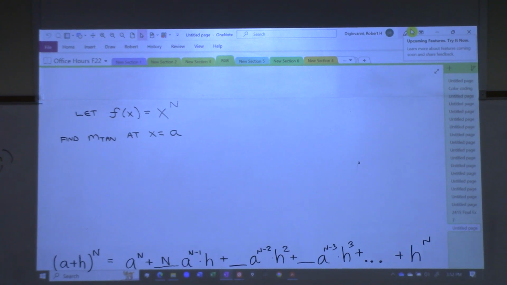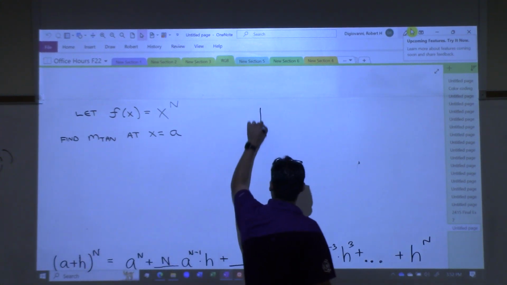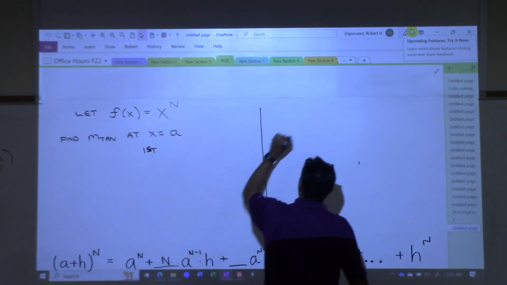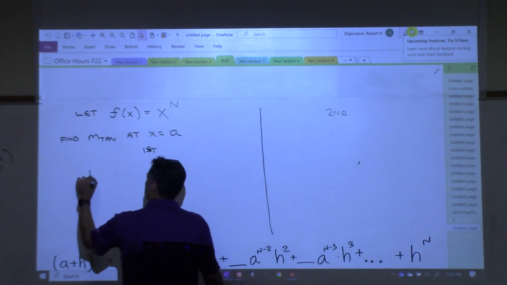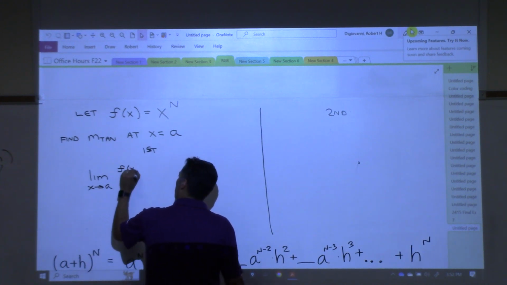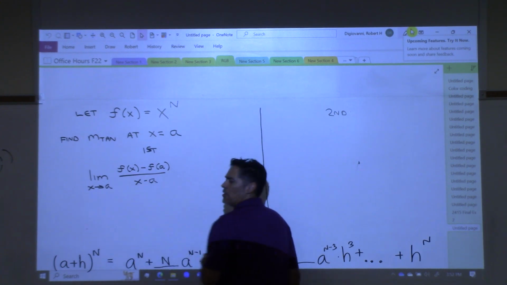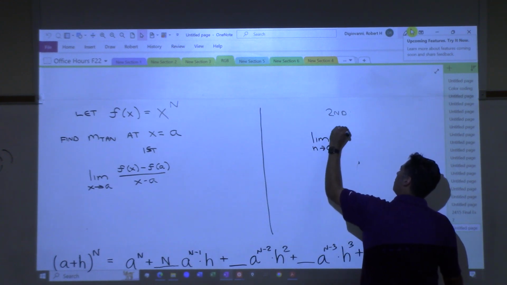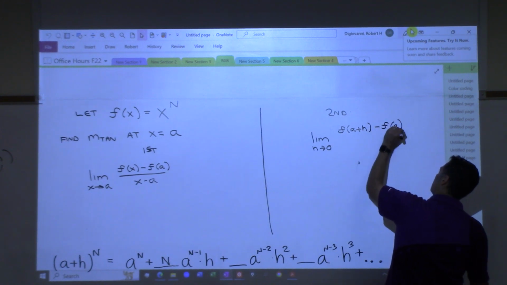All right, we get two different options in terms of the definition. Let's take a look at those side by side. The first definition and the second definition. The first definition is the limit as x approaches a of f of x minus f of a over x minus a. The second definition is the limit as h goes to 0 of f of a plus h minus f of a all over h.